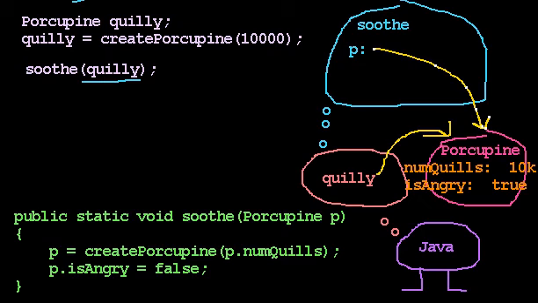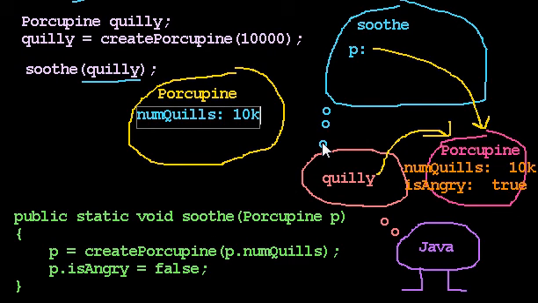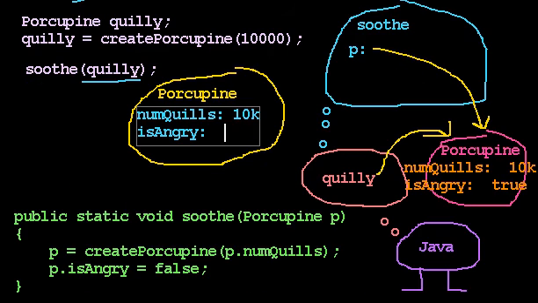So this code here is apparently going to, let's use some yellow, make a porcupine, which is clearly not what we wanted to do, but let's just see where it goes. That porcupine is going to have a number of quills. The number of quills is whatever we pass in. What we passed was p numquils, so this is also going to be 10,000, which I'll abbreviate 10k. And it's going to have an isAngry field, and I believe isAngry is true. We assigned true to that inside the create porcupine code.